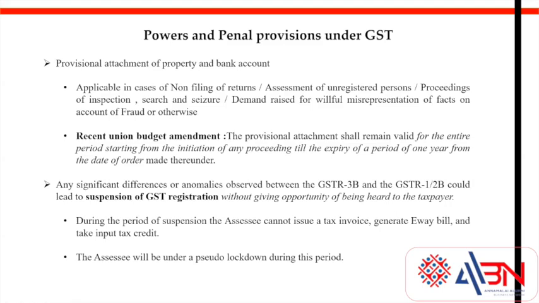And so the next case is if there's any significant difference between 3B and 1, which essentially is for people who are fake invoice issuers. So they essentially do not remit their liability. In case there is any difference, there is a power to suspend the GST registration.